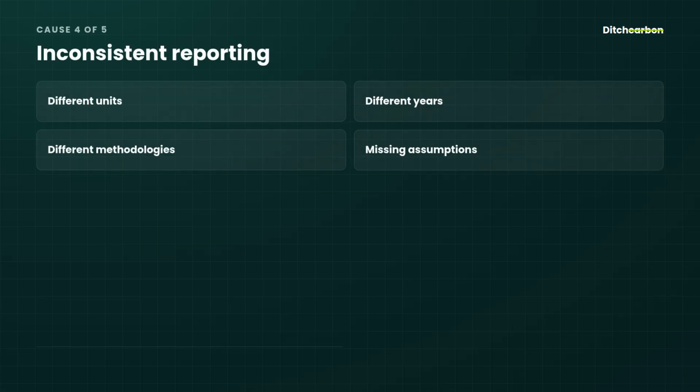Mistake 4 is inconsistent reporting. 2 numbers can both be correct and still not be comparable. One supplier might report emissions for 2023, another for 2024. One might report kilograms, another tons. Unless you standardize that information, comparisons quickly become misleading. That's why validating your data, checking reporting periods, units, completeness, and outliers has to happen before any emissions calculations begin.